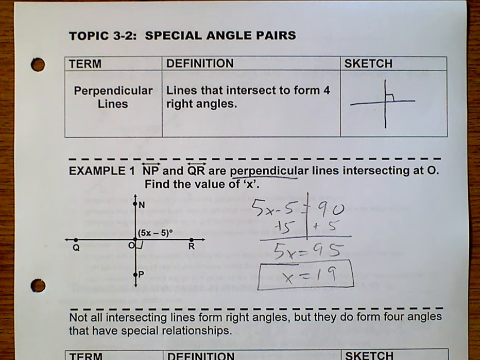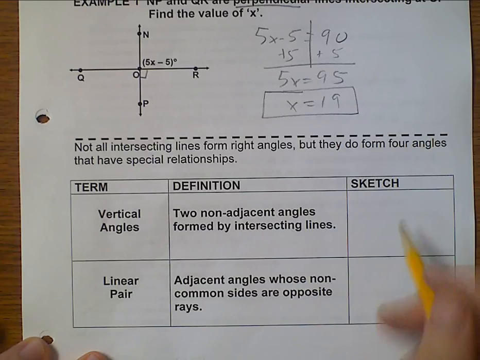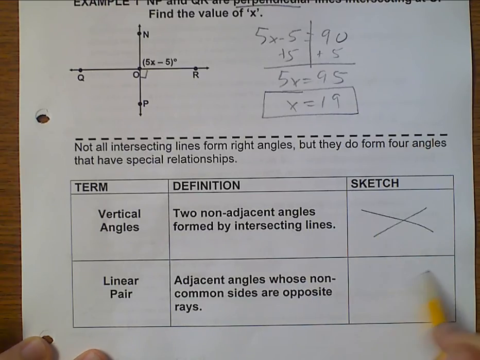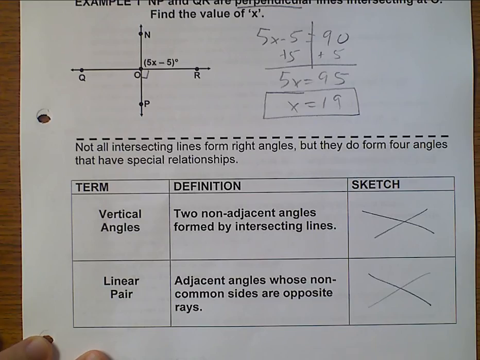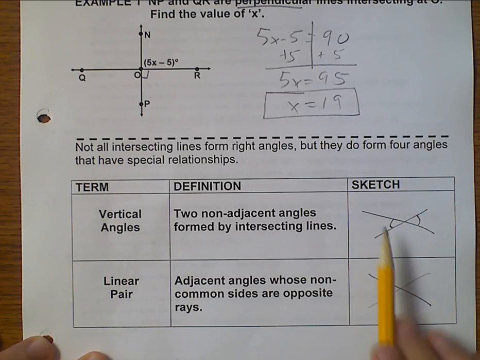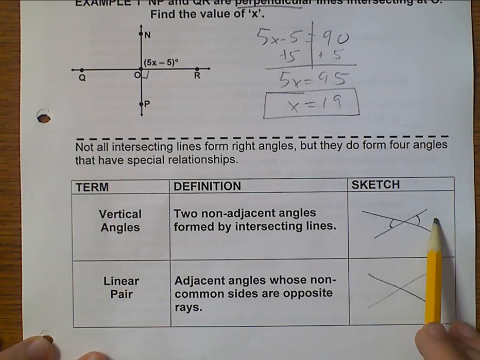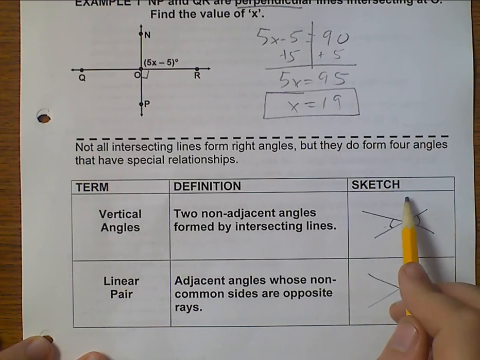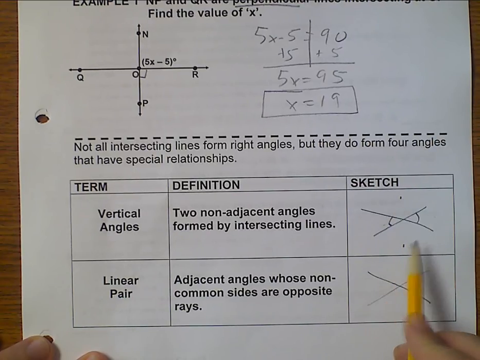Now let's talk about some other vocabulary terms. Both of these vocabulary terms deal with when we have two lines that intersect. Now they could be perpendicular, but they don't have to be, and so I didn't draw them this way. And the first thing we're talking about are vertical angles. These are non-adjacent angles formed by intersecting lines. And this is important. Now this is one pair of vertical angles. We have another pair if we talk about these two angles.